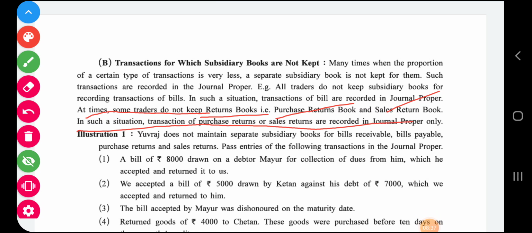So we discussed two categories of which transactions are recorded in journal proper. Now in the next video we will discuss example number 1 and we will proceed into this lesson.